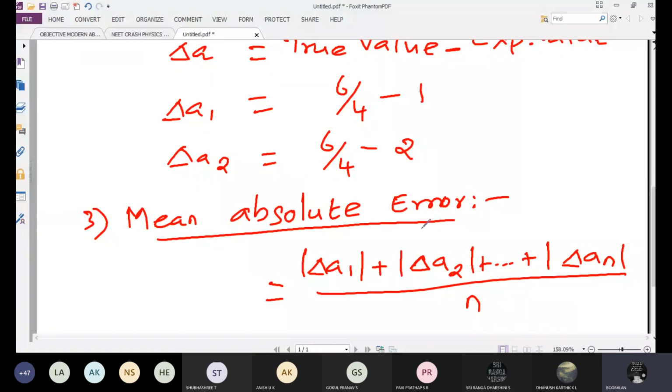Why am I taking the modulus? Sometimes it will come out negative. If the true value is 3 and the experimental value is 5, then you will get minus 2. Taking the modulus, the value is considered plus 2. That is why we use the modulus of del A1, modulus of del A2, and so on, plus the modulus of del AN, divided by N. So it is the mean absolute error.